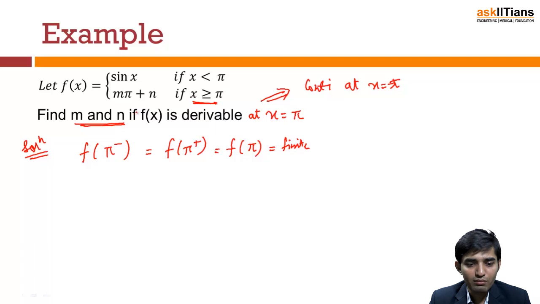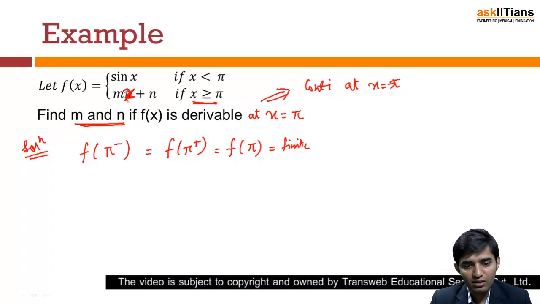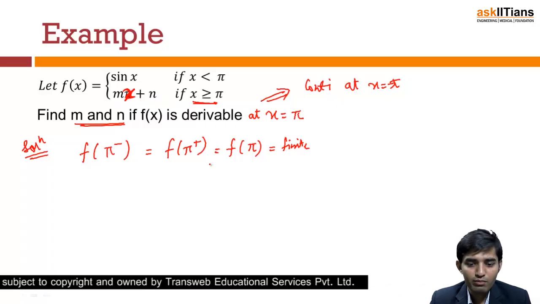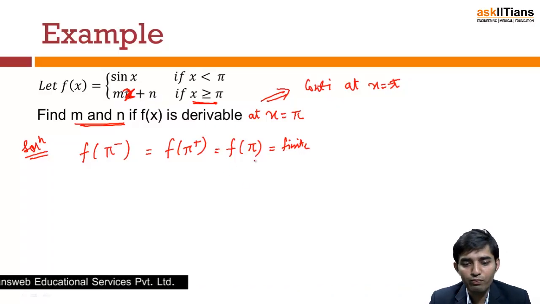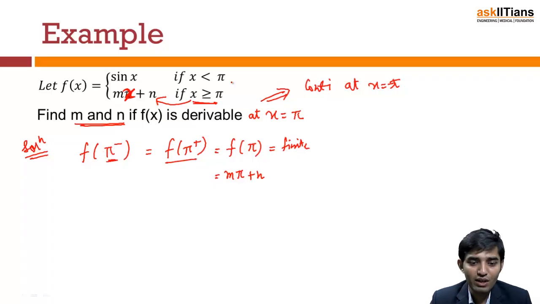So what will be f of pi? F of pi will be nothing but, I think here this should be mx plus n. Okay, so make this change. There is a printing mistake. So this will be mx plus n, right? So what will be f of pi? F of pi will be nothing but m pi plus n. What will be f of pi plus? F of pi plus will also be the same, because I will put x equal to pi in this definition, right? And f of pi minus, so here x is less than pi. If x is less than pi, I will use this definition. So put x equal to pi in this.